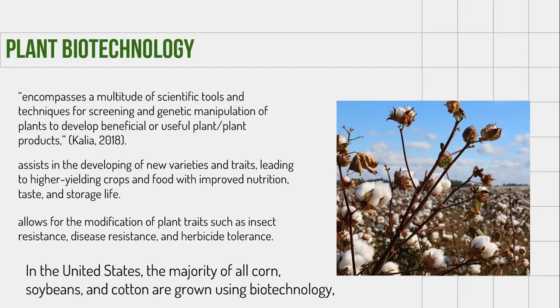Something that's really important to know: think about overall production of various crops and commodities here in the United States. The majority of all of our corn, soybeans, and cotton, three very large commodities that have huge yields, are all grown using some sort of plant biotechnology. It's important to understand that this is not something we just created in a lab yesterday, or that it's very modern. It's literally been happening for hundreds and hundreds of years.